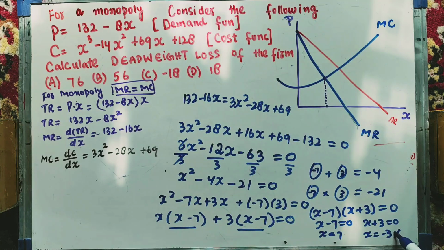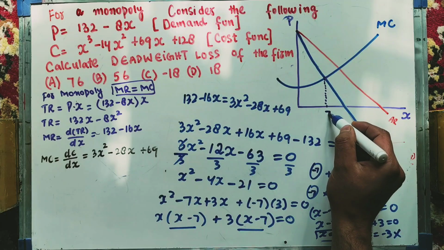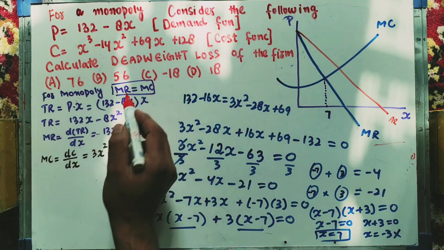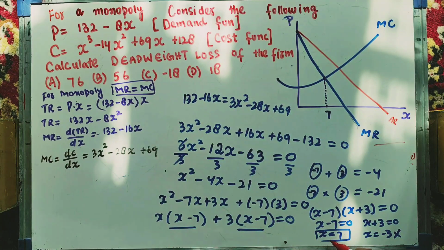Since quantity cannot be negative, we take the positive value, which implies our optimal point at monopoly will be x equal to 7. The monopoly will produce 7 units of output to maximize its profit. So when we equate marginal revenue with the marginal cost, we got the optimal quantity as 7.